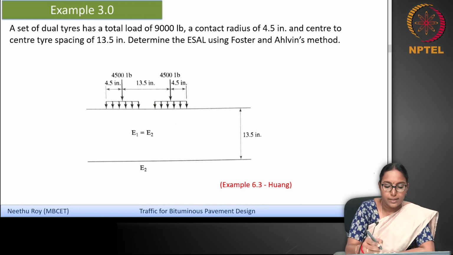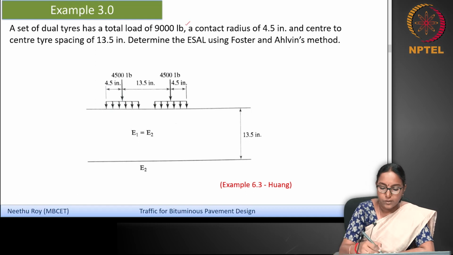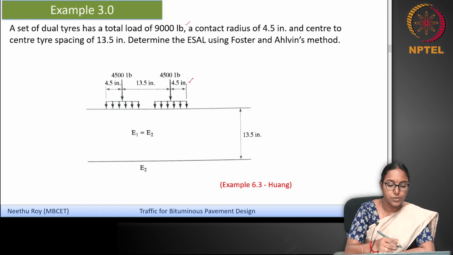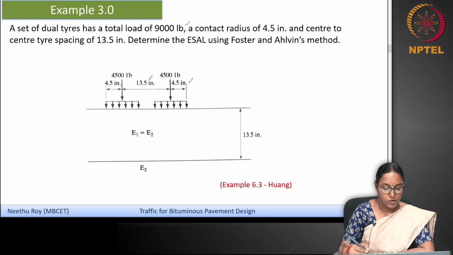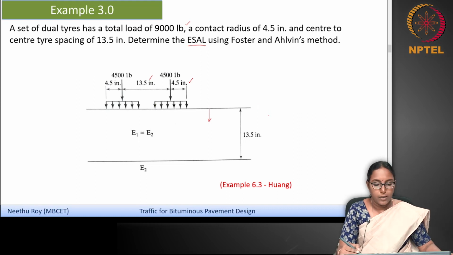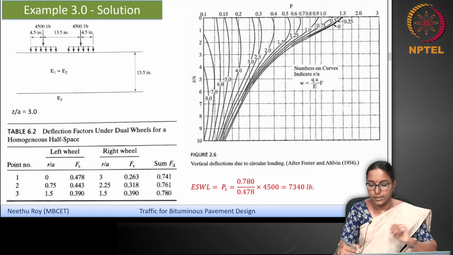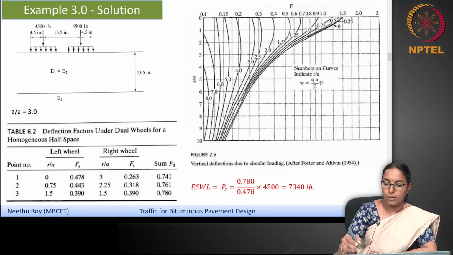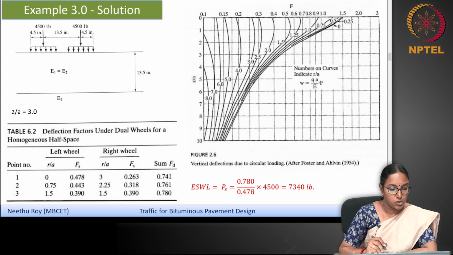A set of dual tires having a total load of 9,000 pound and a contact radius of 4.5 inch and a center to center spacing of 13.5 inches is given here. Again, it is a homogeneous half space with E1 equal to E2. You are asked to find the equivalent single axle load for this dual wheel assembly based on the Foster and Alvan's method. So, let us see how we do it with the Foster and Alvan chart.